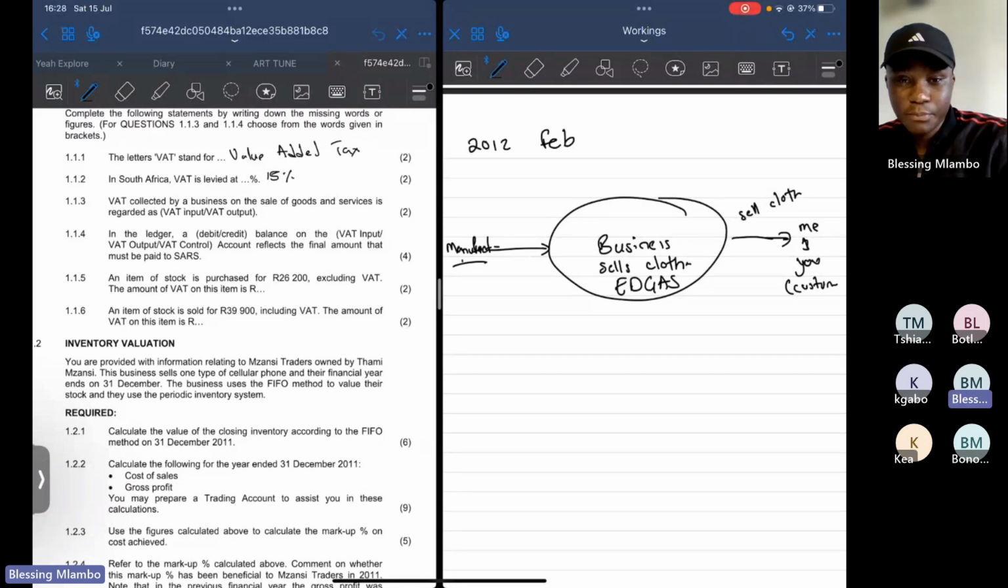So whenever Edgar's goes and buys the clothes from the manufacturer, they're getting the clothes, but they're being charged VAT. They pay VAT to that manufacturer, that supplier, right? And we call that VAT input.